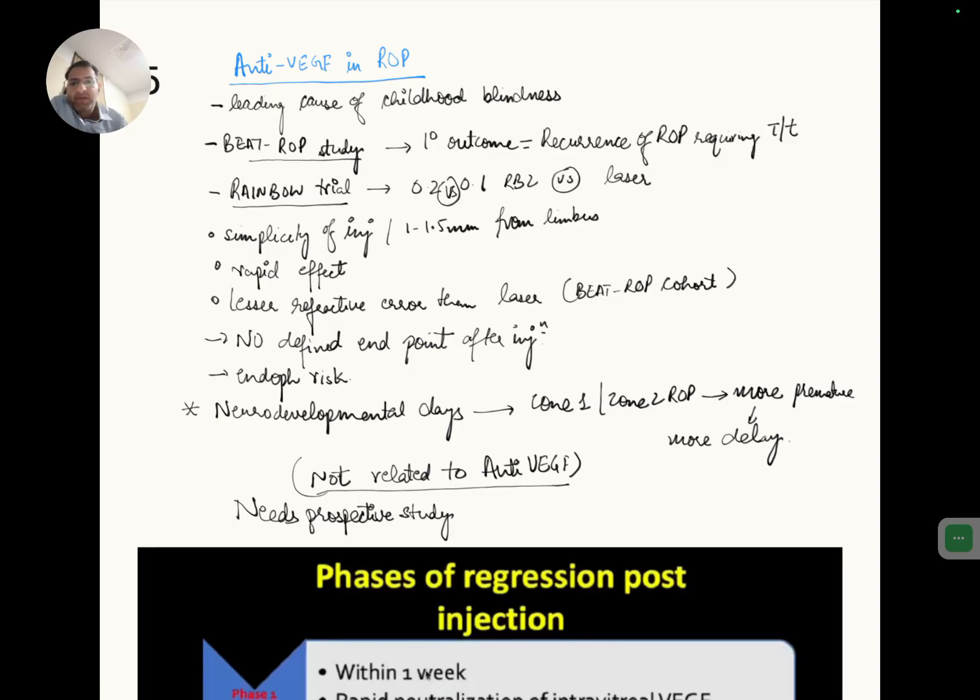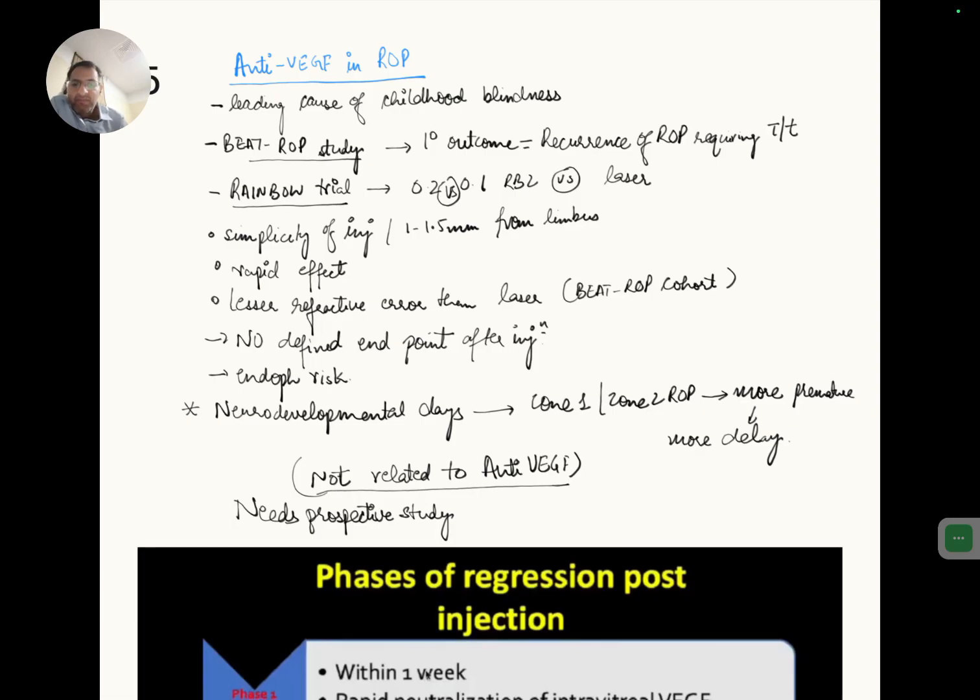There is a very simple injection. We have to give that injection 1 to 1.5 millimeter from the limbus. The injection effect is very rapid. There is lesser refractive error than laser, which was seen in the BEAT-ROP cohort. There is no defined endpoint after the injection. When we have to stop screening, we don't know. There is a risk of endophthalmitis with anti-VEGF anyhow, so we should always try to give this injection in the operation theater or in full sterile conditions.